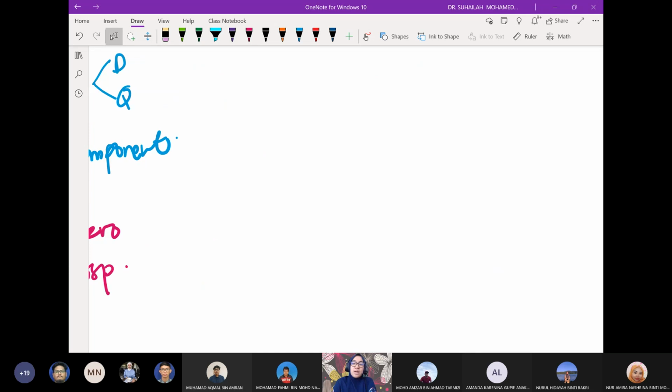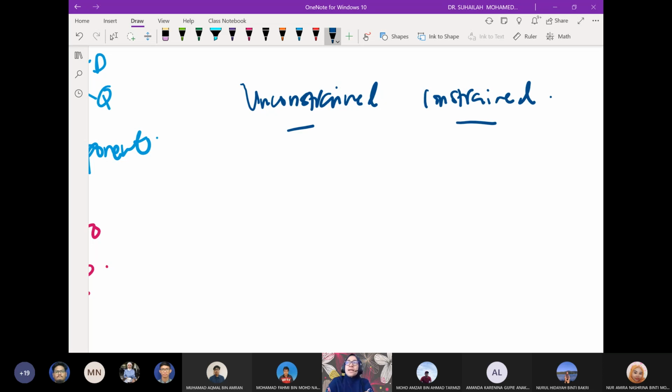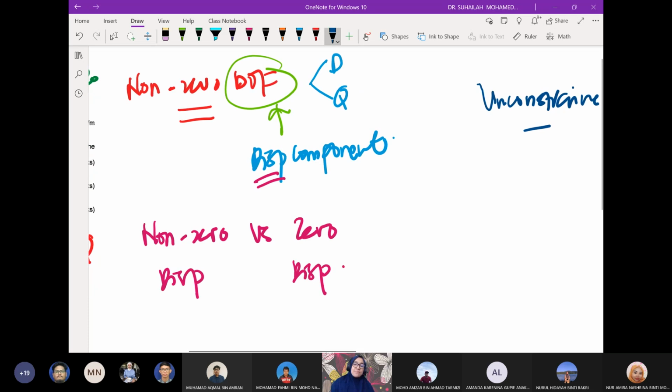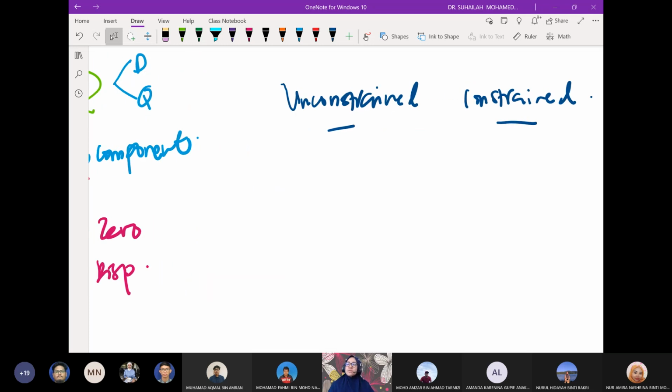We will go back to the definition of unconstrained and constrained. We have two conditions, unconstrained and constrained. In simple words, what is actually constrained? In terms of displacement, now we have non-zero displacement and zero displacement. We want to put non-zero displacement and zero displacement into these two. So which one is zero displacement? Unconstrained or constrained? Constrained.